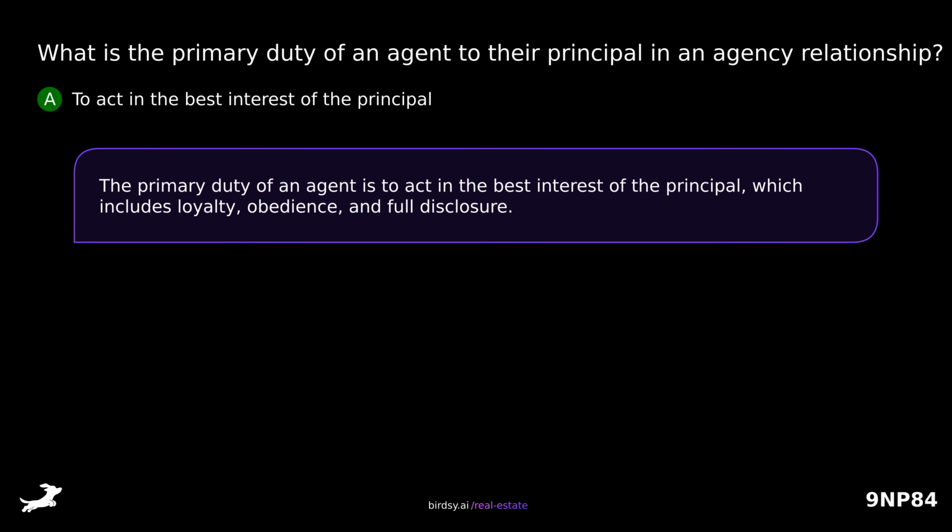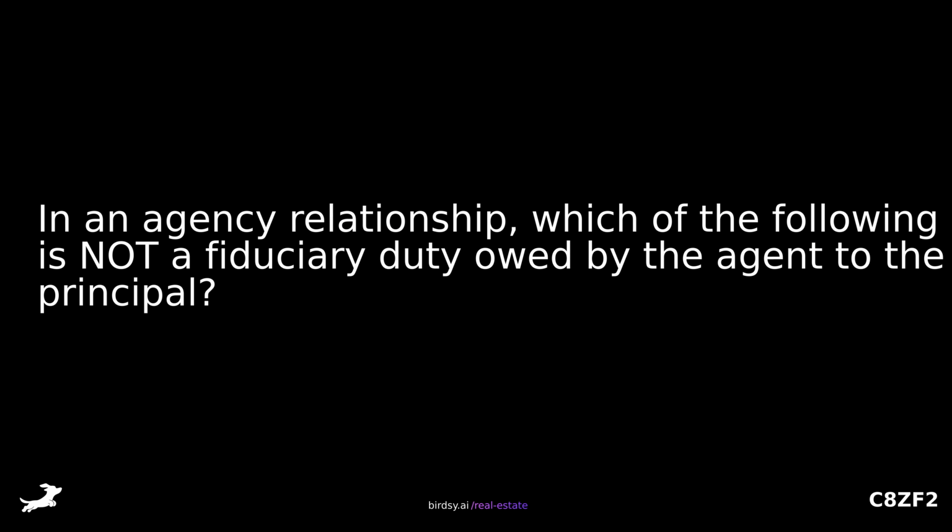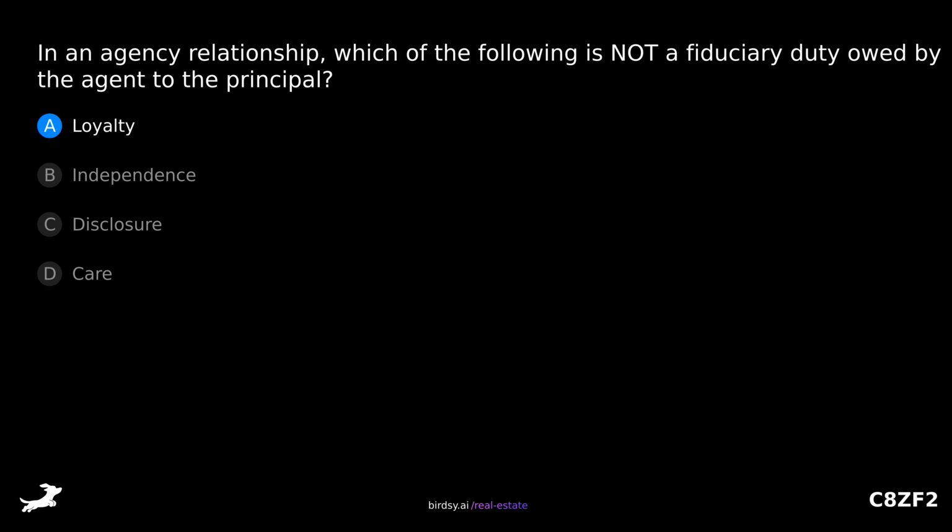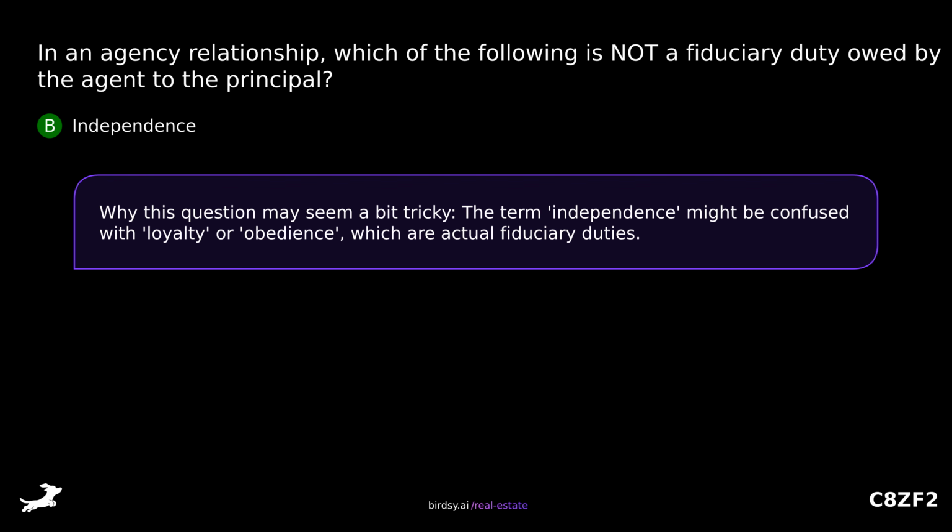In an agency relationship, which of the following is not a fiduciary duty owed by the agent to the principal? Is it A, loyalty, B, independence, C, disclosure, or D, care? The answer is B, independence. Why this question may seem a bit tricky: the term independence might be confused with loyalty or obedience, which are actual fiduciary duties.